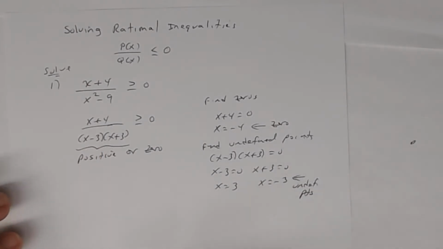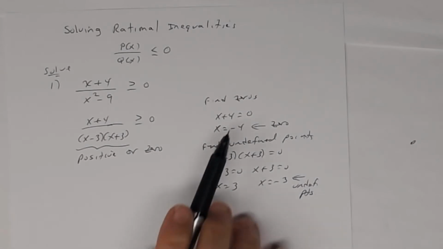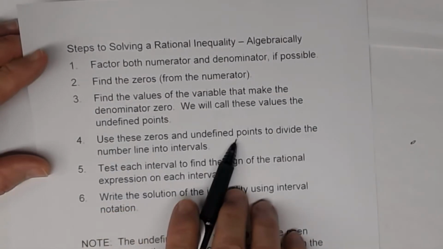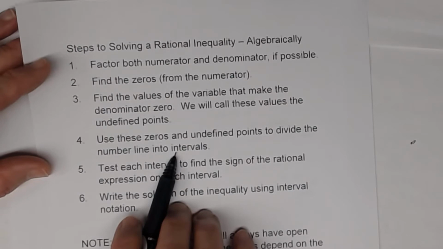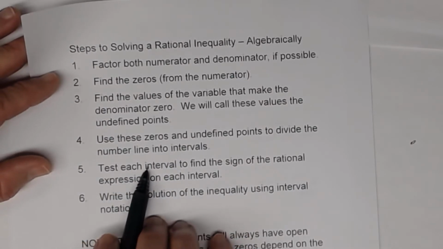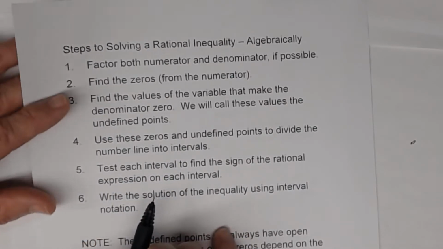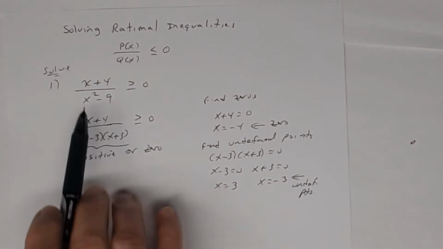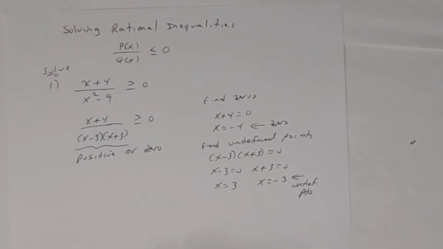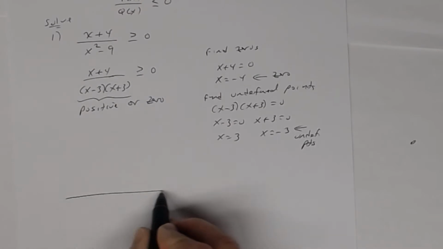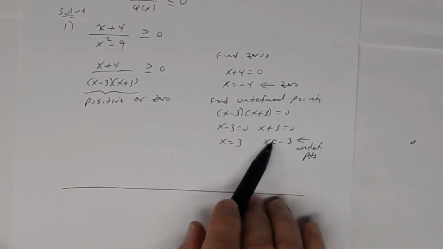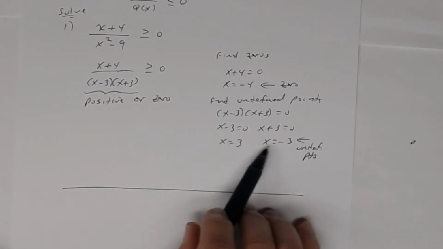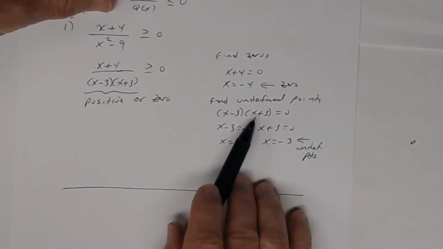Once you find your zeros and your undefined points, you're going to put these on the number line, and remember, it's going to divide the number line into intervals. Then we're going to pick test points in each interval to see which one is a solution to this inequality. So let's put those on the number line. We have 3 numbers to put on it: 1 zero and 2 undefined points. Make sure you put them correctly.